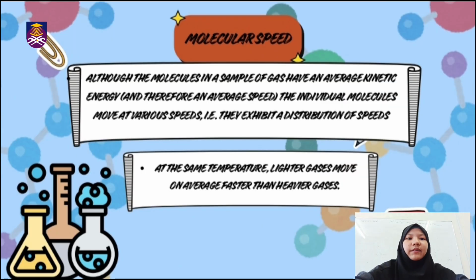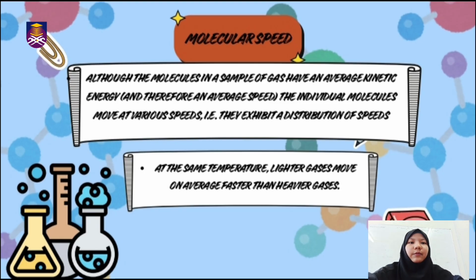And lastly, the very last subtopic that I'll be covering today is molecular speed. Although the molecules in a sample of gas have an average kinetic energy and therefore an average speed, the individual molecules move at various speeds. They exhibit a distribution of speeds. From this we can do a comparison between a lighter gas and a heavier gas at the exact same temperature, in which the lighter gas moves much faster at its average speed, whilst the heavier gas moves much slower compared to the lighter gas.